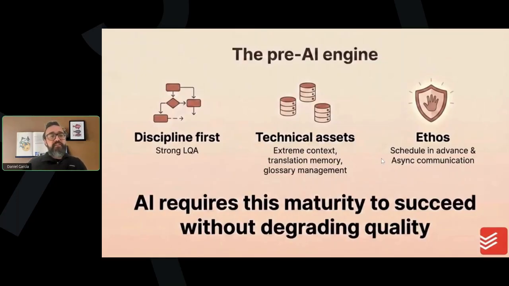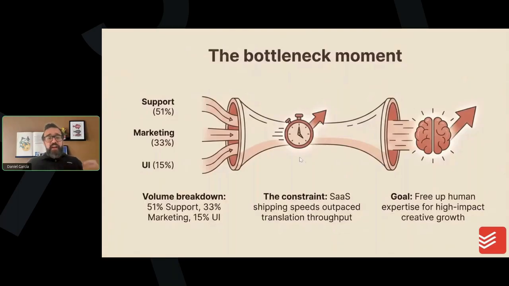Next slide, please, Robert. And here we are, the bottleneck problem that we found by 2024, 2025.